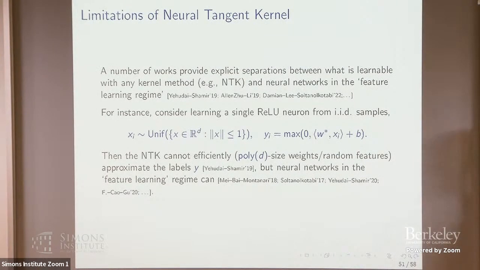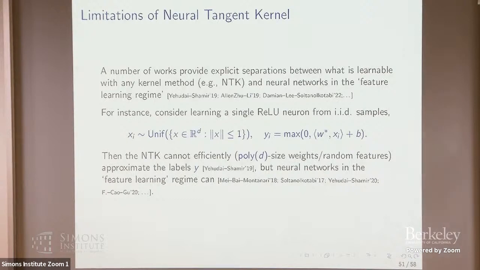I think the simplest example of something that cannot be learned using this empirical NTK with these random features that I talked about before is just a single ReLU neuron. If we assume that the X are uniform on some unit cube, and the labels Y are given by some ReLU neuron with a bias B, then the NTK cannot efficiently approximate those labels Y, but neural networks that are not in this NTK regime, what is called the feature learning regime, can.